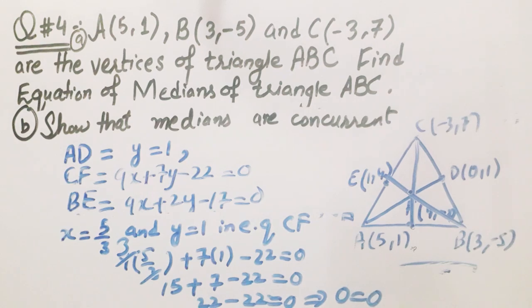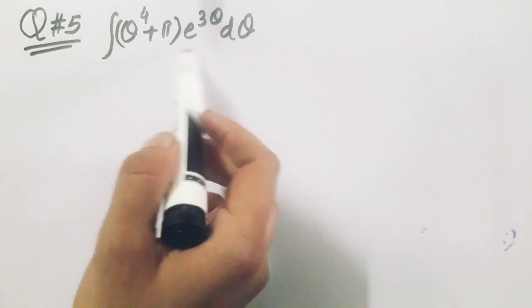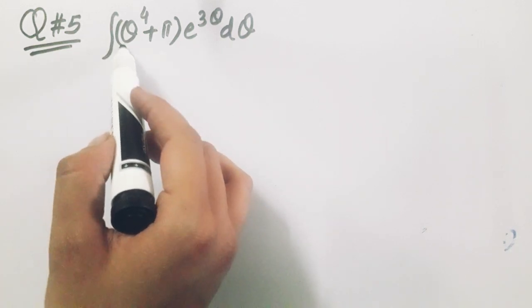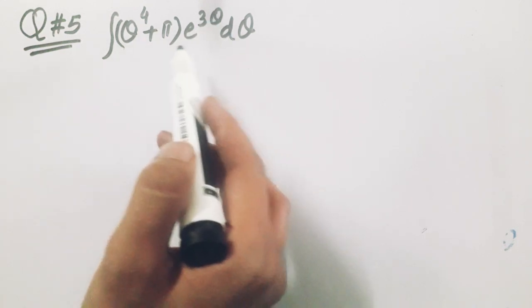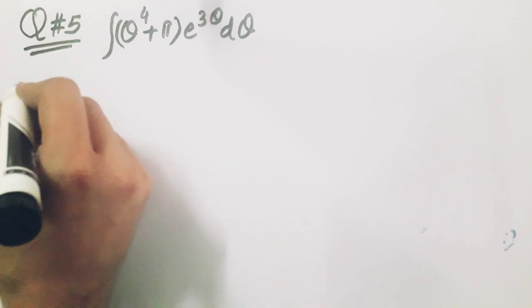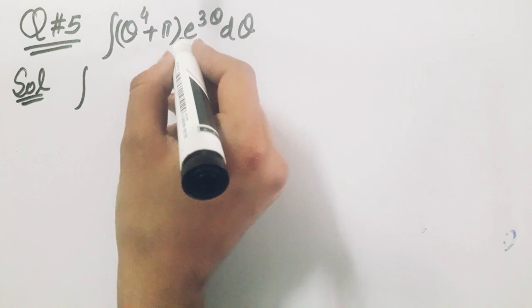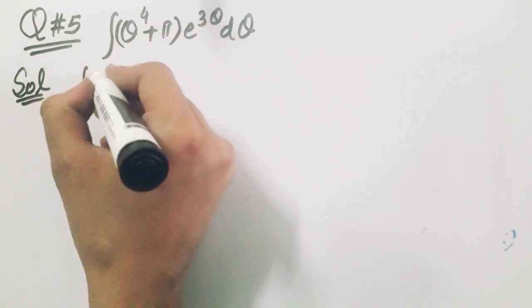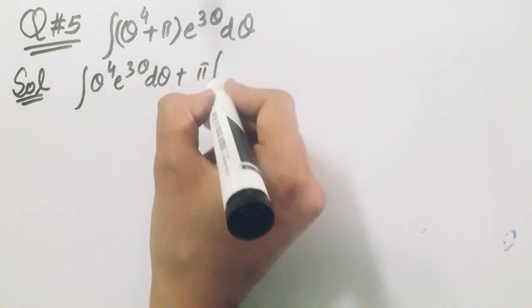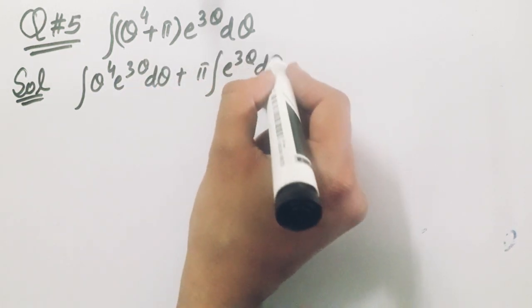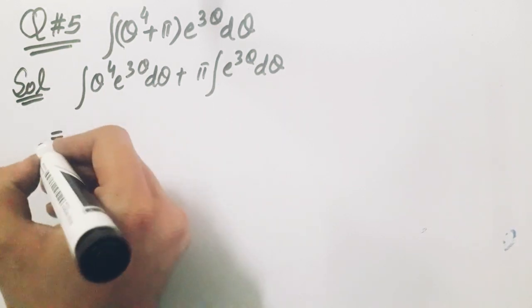Now we will solve question number 5. In question number 5, you have to solve this by integration by parts: the integral of (θ⁴ + π) multiplied by e raised to power 3θ dθ. First of all, we will break this down and solve it easily: θ⁴ e^(3θ) dθ plus π e^(3θ) dθ. Here we will use the integration by parts formula.